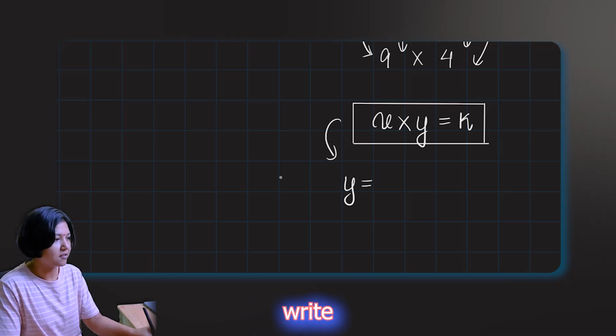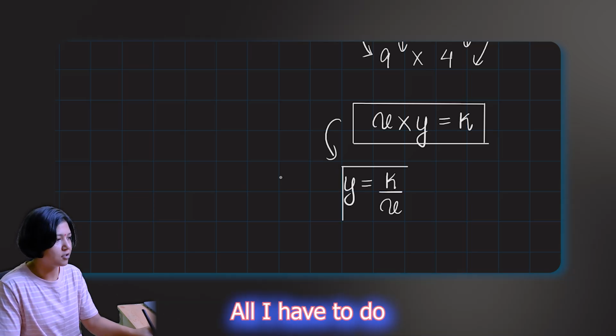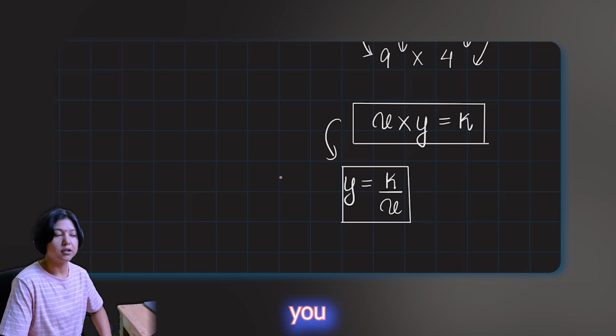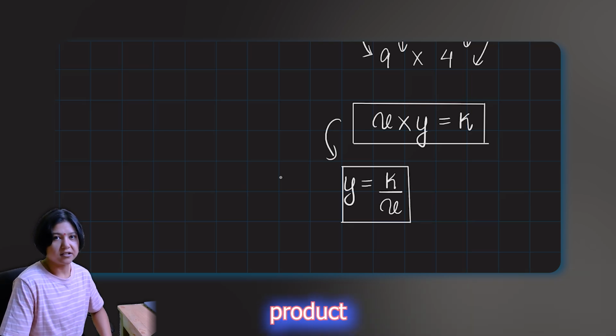So, well, I can write this as y equals k upon x, meaning to find one of the values from the other, all I have to do is look at their constant product, whatever they multiply to give you. That constant product divided by one value gives me the other.